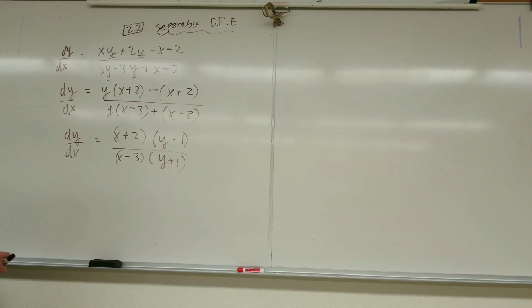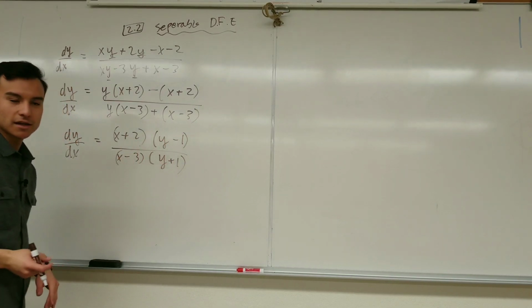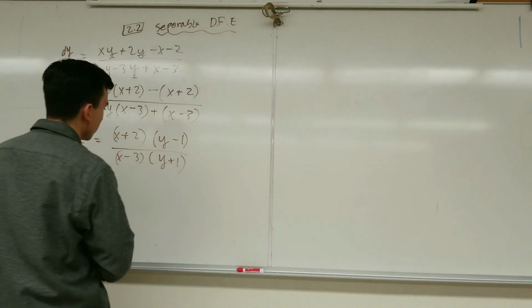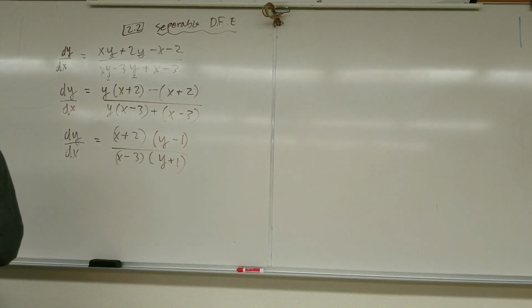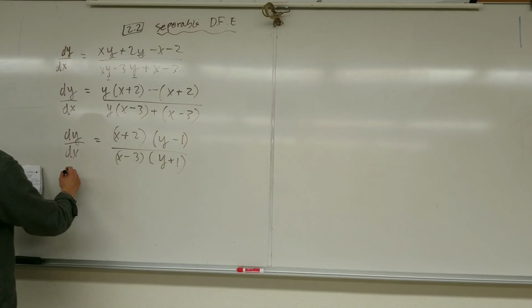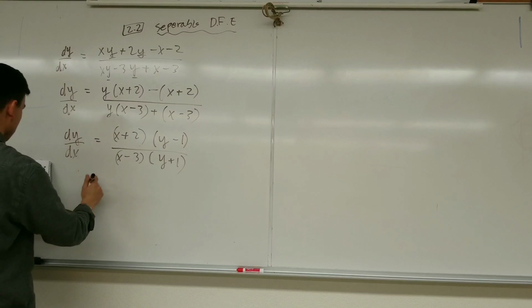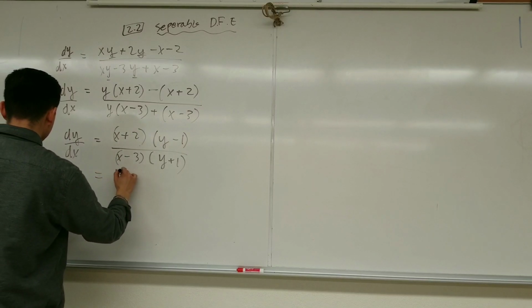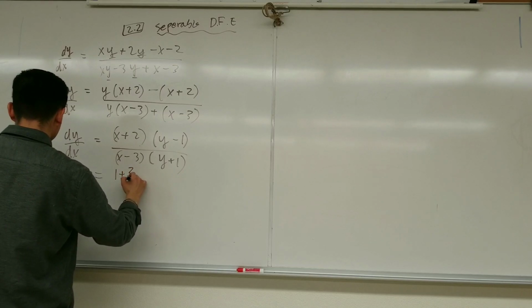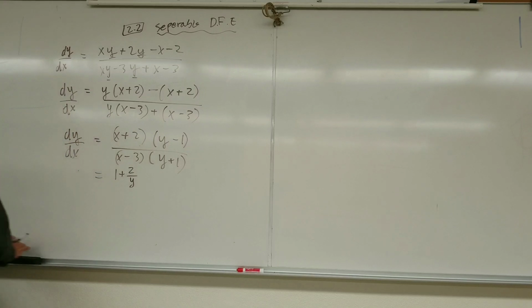Okay? So now if I look at this, I'm looking at this now because it's striking my eye. I'm going to multiply by the reciprocal to both sides. Okay? So by doing that, I'm going to get this. Oops. What did I do?